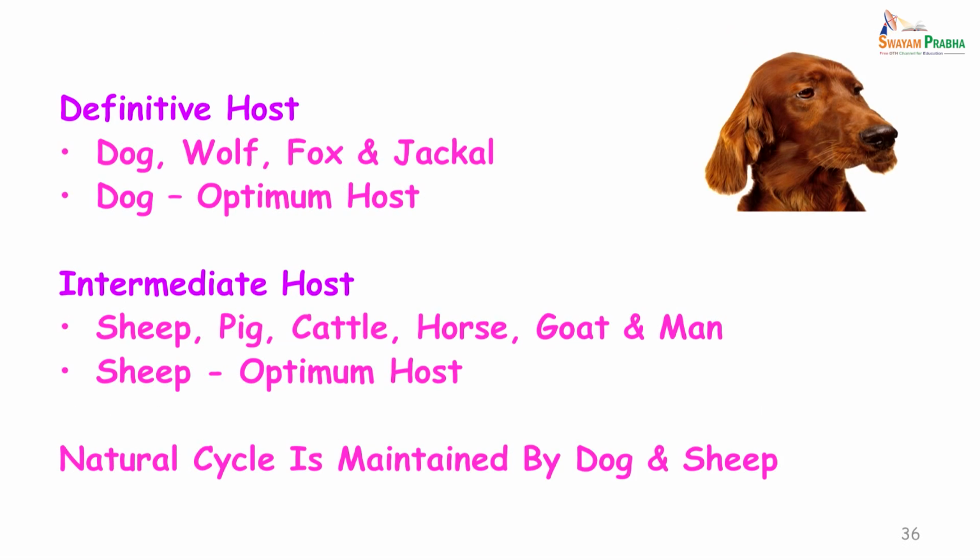The definitive hosts are the dog, wolf, fox and jackal. Of course, the dog is the optimal host because that is the one who can transmit the disease to humans. Intermediate hosts are the sheep, pig, cattle, horse, goat and man, and the sheep is the optimum host because it helps in allowing the continuation of the life of the Echinococcus granulosus.